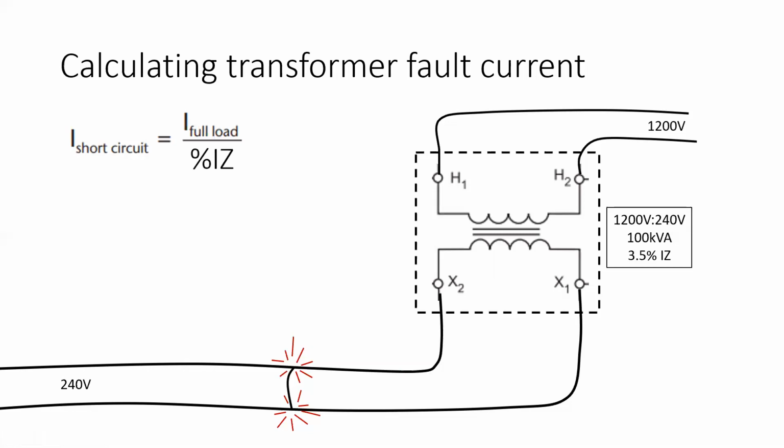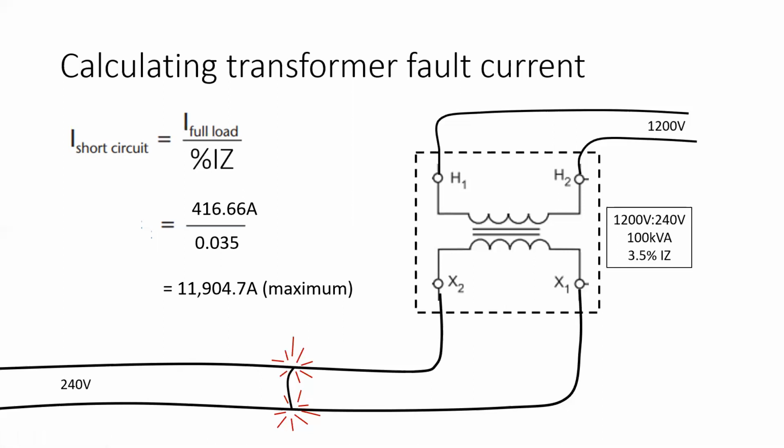and the percent IZ is a decimal, so you're removing it from percent and moving the decimal 2 places. The first thing we would need to know for this transformer is what the rated secondary current was. And the rated secondary current would be our 100 kVA divided by 240. That gives us 416 and change amps. We would then divide that by 0.035 because our percent IZ is 3.5. We divide those two values and we end up with an absolute maximum value of fault current of almost 12,000 amps.